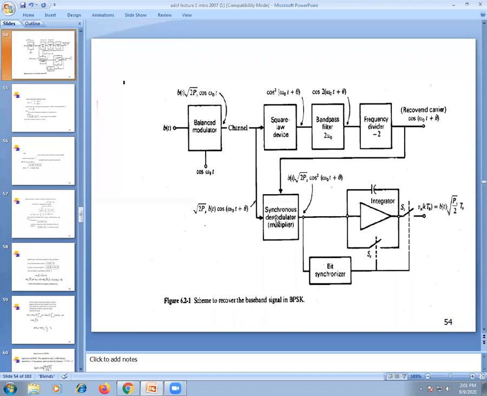Now the synchronous detector acts as a multiplier. It multiplies and gives b(t) root 2PS cos square(ω0 t + θ). That signal is given to the integrate and dump circuit via bit synchronization.